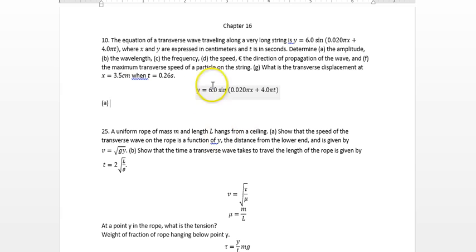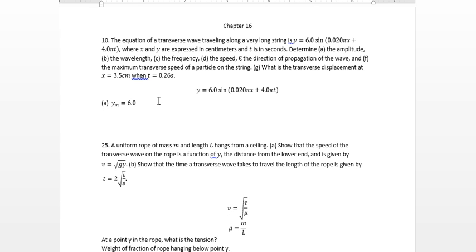Well, the amplitude is this multiplicative factor out front. So the amplitude, just put it as y max, is 6, right? That's the amplitude.